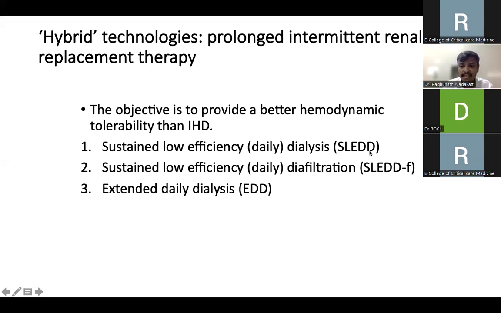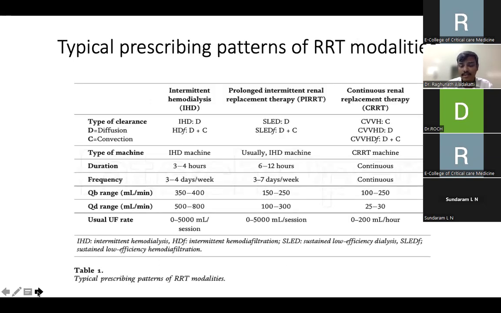Sustained low efficiency daily dialysis. Or you can use sustained low efficiency daily diafiltration, both ultrafiltration and dialysis happening. Extended daily dialysis means the duration is more, EDD. So we can use SLED-F or EDD. It is a hybrid technology to have better hemodynamic stability.